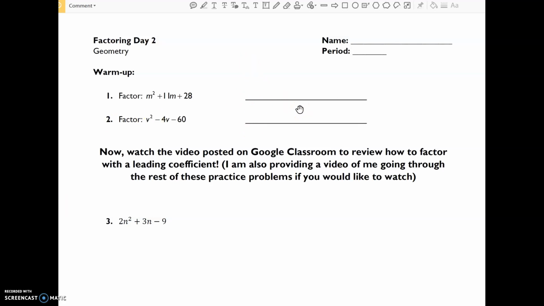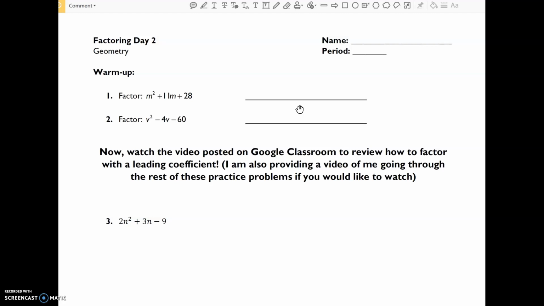I'm gonna walk you through the factoring day two, factoring with the leading coefficient stuff. Hopefully, you've watched the video that's in the slides, give you an idea. I'm gonna go through guess and check, and I also have an interesting way to factor these that I'll show you. See if you like it, see if you remember it.